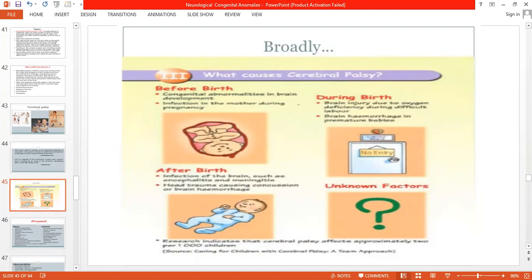Before birth, we see congenital abnormalities in brain development, infections in the mother during pregnancy. During birth, brain injury due to oxygen deficiency during difficult labor, brain hemorrhage in premature babies. After birth, infection of the brain such as encephalomyelitis or meningitis, head trauma causing concussion or brain hemorrhage, or unknown causes.